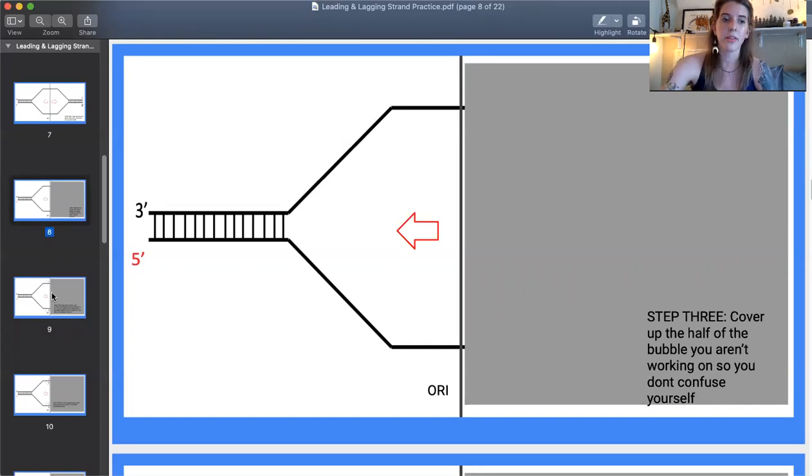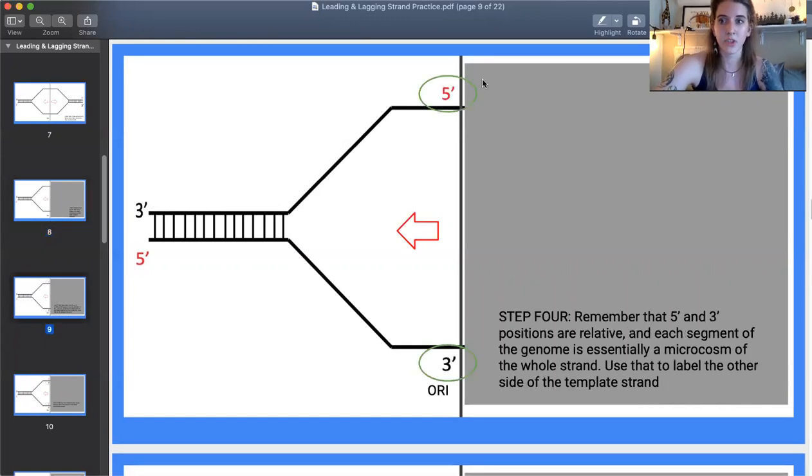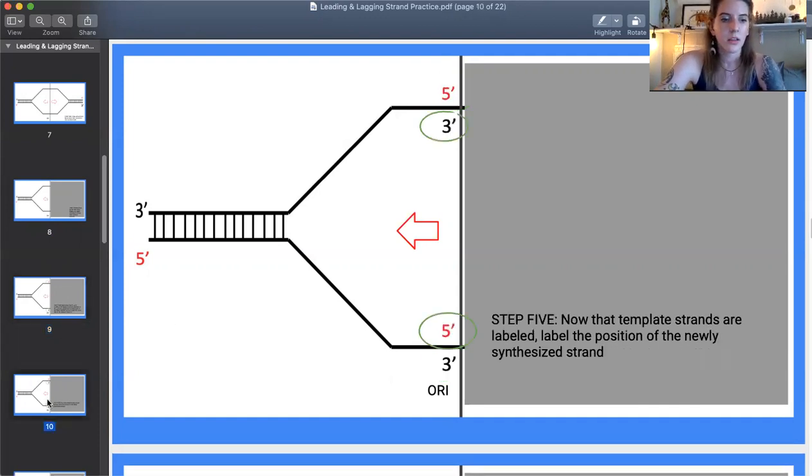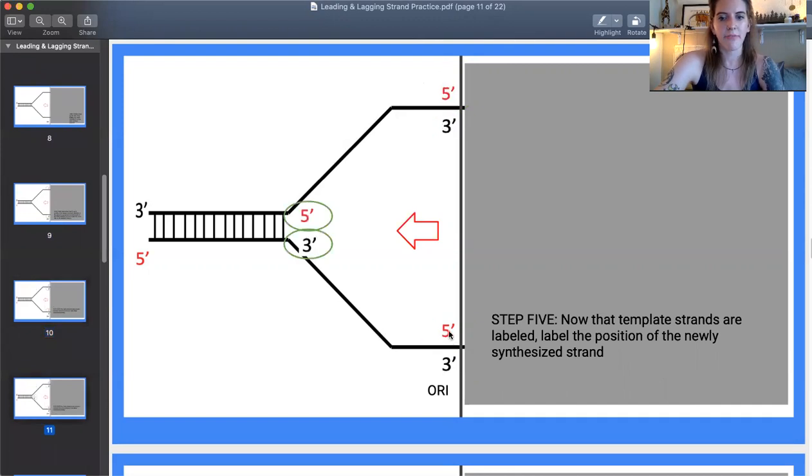Okay, and so remember that those are for the template strand. But what we really care about is the synthesis of the new strand, because that's what we're trying to determine. So remember that it's just going to be opposite of whatever the template strand is. So we know that, okay, 3' here means 5' here, 5' here means 3' here. And then we know that exact same directional relationship is going to apply from this side of the strand to this side of the strand. So we can say, okay, 5', then this must be 3'. 3', this must be 5'.